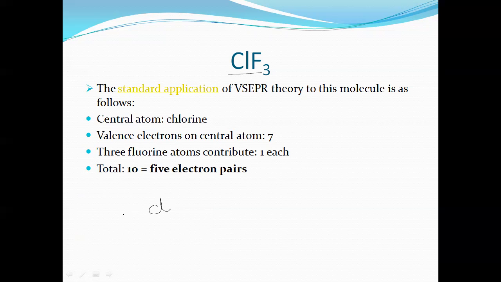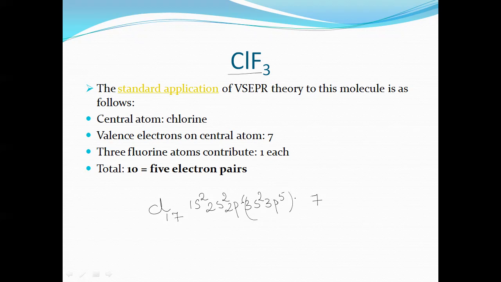When we come to chlorine trifluoride, chlorine is a seventh group element, so its atomic number is 17. Its electronic configuration will be 1s2, 2s2, 2p6, 3s2, and 3p5. So the outermost electronic configuration is 2, 5, which means the number of valence electrons is 7 in this case.